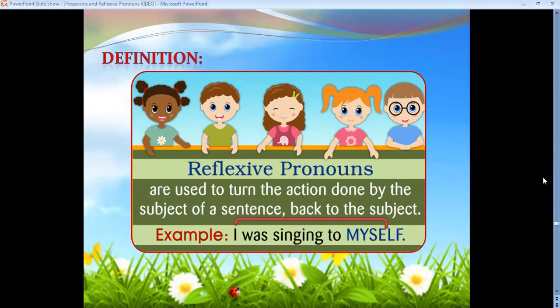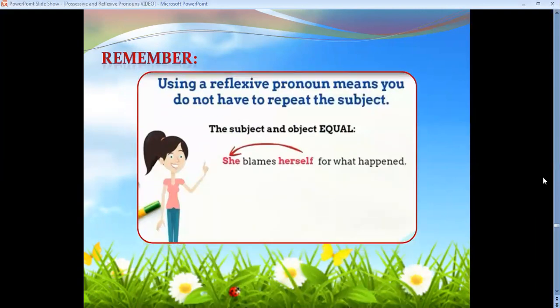See? Remember, using a reflexive pronoun means you do not have to repeat the subject. The subject and the object here are equal, so I'm not going to repeat the subject. I'm just going to replace it and use a reflexive pronoun. She blames herself for what happened. Herself is reflecting back to she. Can I say she blames she for what happened? It doesn't make sense. So I have to use a reflexive pronoun here to reflect that the subject and the object are equal.